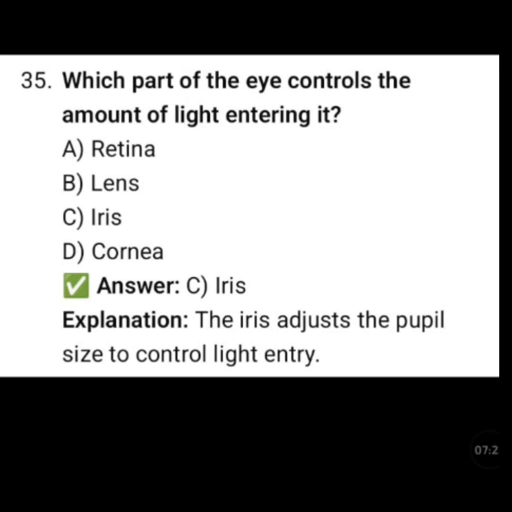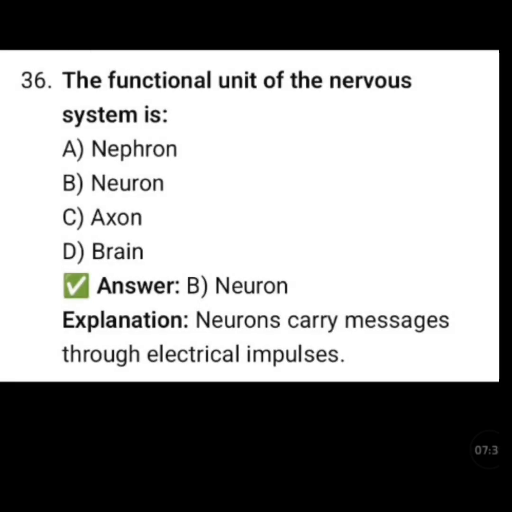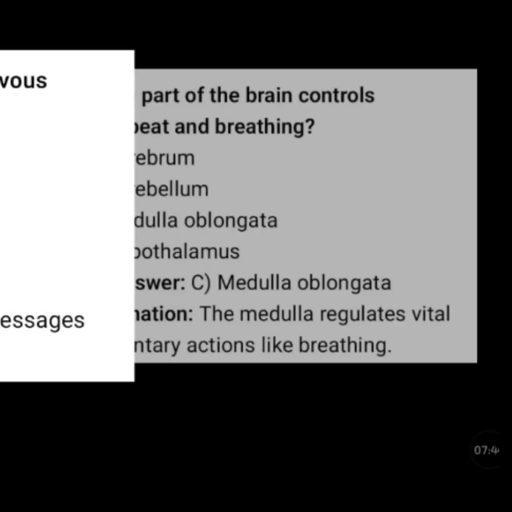Which part of the eye controls the amount of light entering it? Retina, lens, iris, cornea. The correct answer is option C, iris. The iris adjusts the pupil size to control light entry. The functional unit of nervous system is nephron, neuron, axon, brain. The correct answer is option B, neuron. Neurons carry messages through electrical impulses.